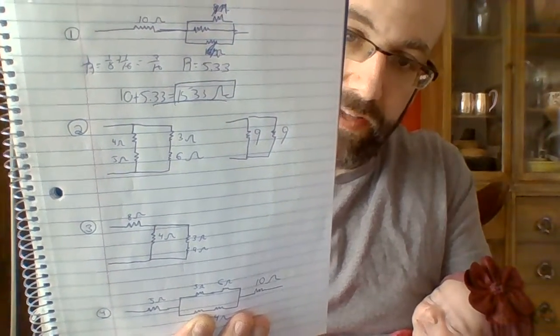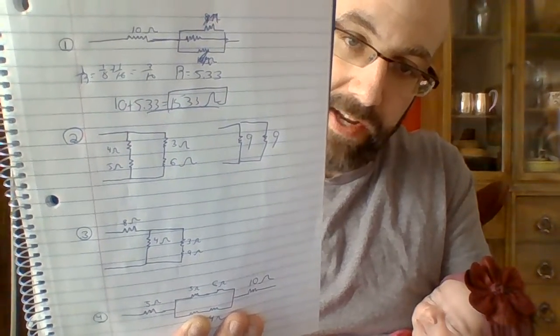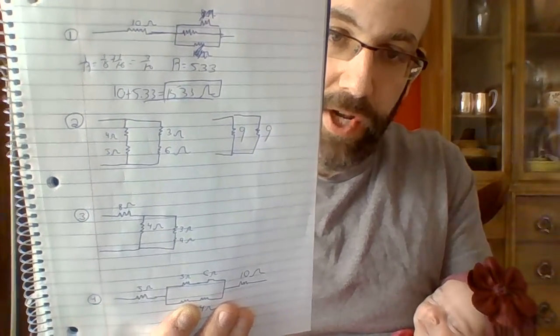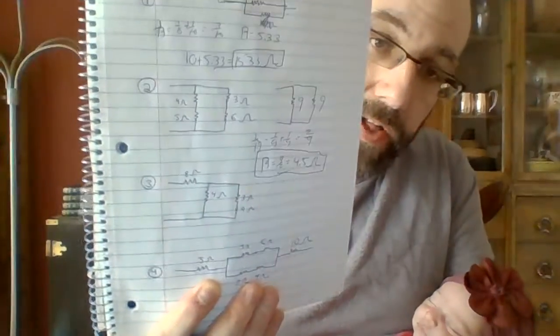So if we do that, we can redraw, and I'll draw it right next to it. The 4 and the 5 become a 9, and the 3 and the 6 also become a 9. So now it looks like the picture off to the right-hand side. Now they're in parallel. So 1 over R equals 1 over 9 plus 1 over 9, which is 2 over 9. So R is 9 over 2, or 4.5 ohms. So there is number two.